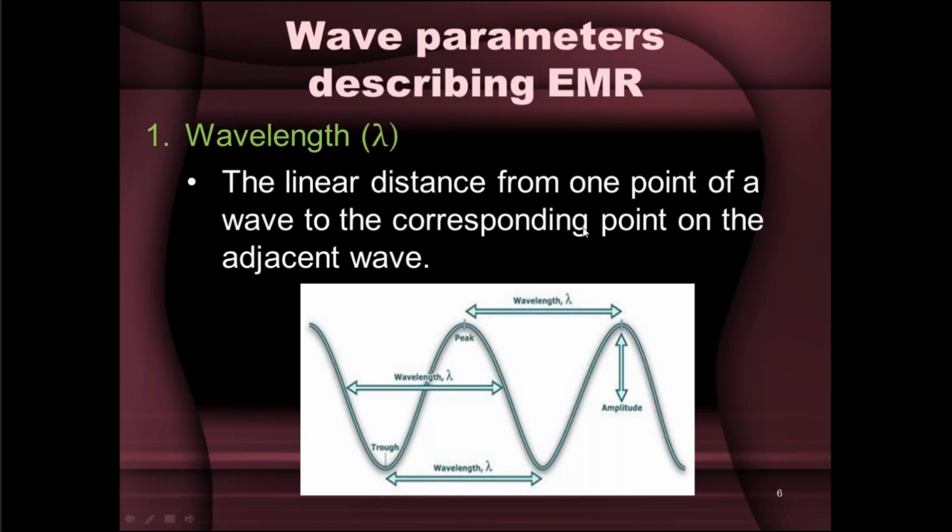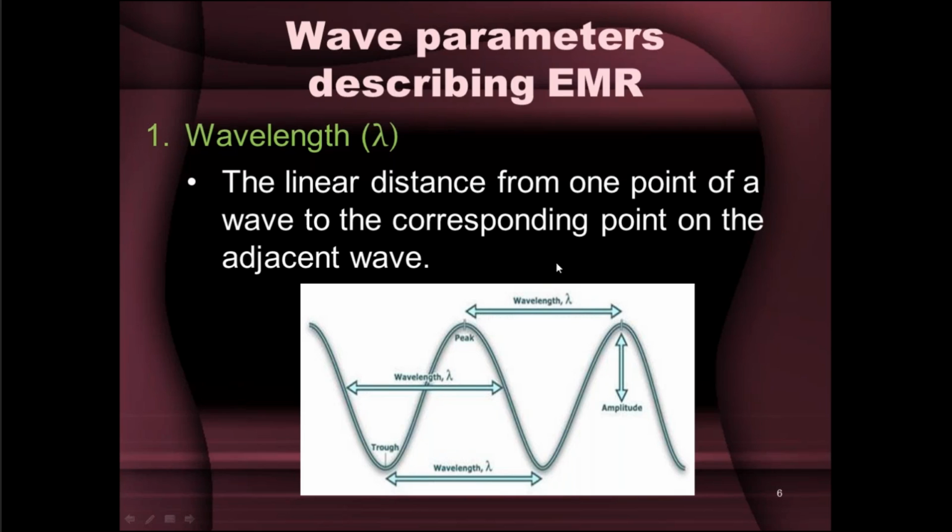From one point of a wave to the corresponding point on the adjacent wave. See, here, this is also a peak. This is a peak. This is a peak. So if you say the distance between two peaks without using the word adjacent, then it could be from this peak to this peak also. That's why the word adjacent is important. It should be the next peak itself. Or trough to trough. It could be from this trough to this trough. You can take the meaning like that also, if you don't use the word adjacent.